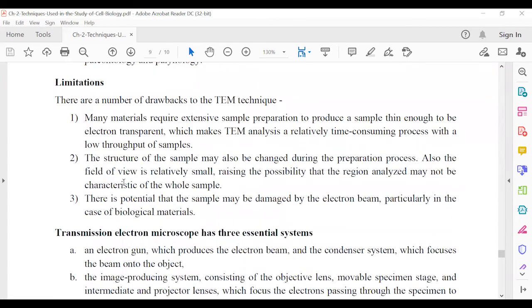Limitations of transmission electron microscopy. Many materials require expensive sample preparation to produce a sample thin enough to be electron transparent, which makes analysis a relatively time consuming process with a low throughput of samples. Just two limitations at this point: it requires expensive sample preparation, and another limitation, it is time consuming.